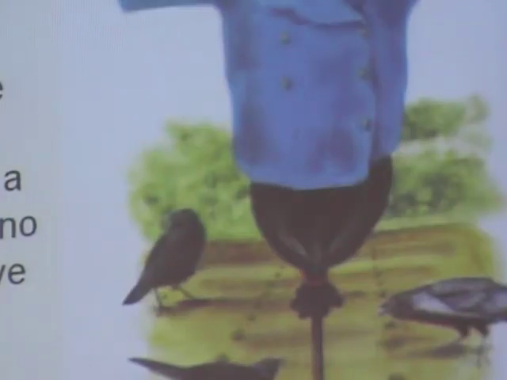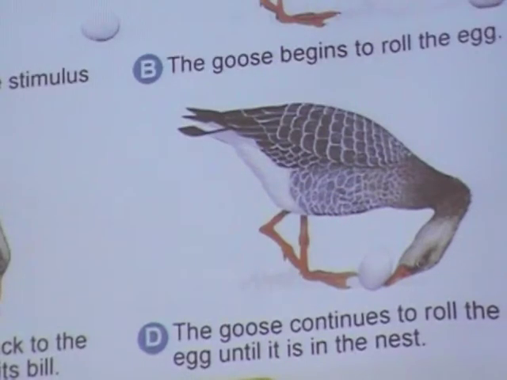So we call that a fixed action pattern. Something that you're born with knowing how to do, and you will go through this action, and it can be a long, involved action, but you'll go through it without ever having to learn it. You're born with it. That's an innate behavior.